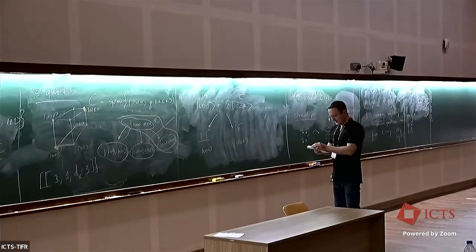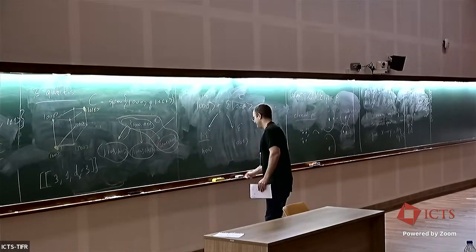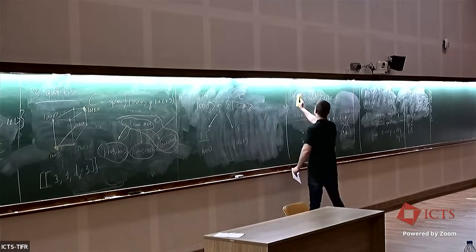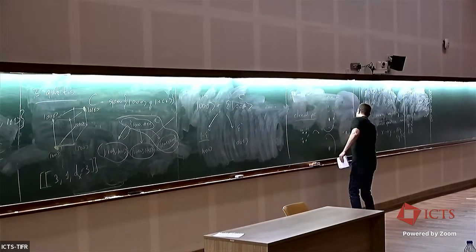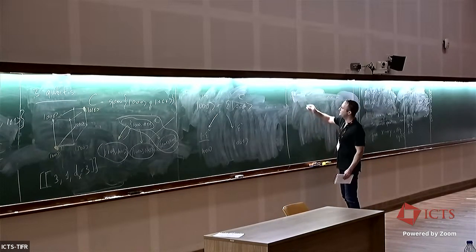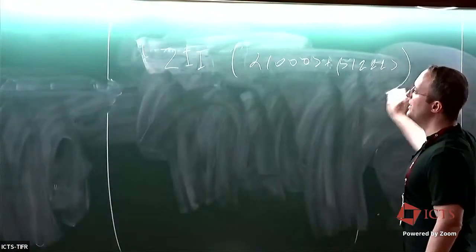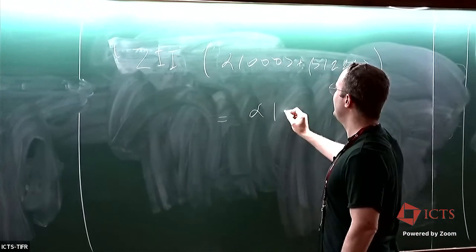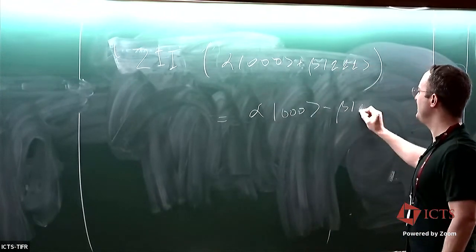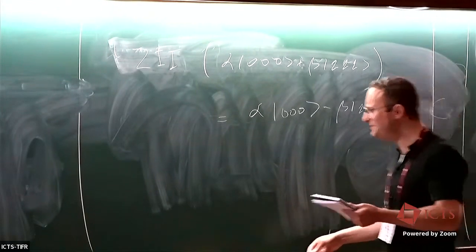Good. Now, does this code correct phase flip errors? The answer is no. Let's see why. As you might suspect, if I apply a phase flip, a Z operation, on one of the qubits, for example ZII on alpha 000 plus beta 111, then I go to alpha 000 minus beta 111, which again is an element of my code space. And so I cannot correct phase flip errors, even a single one. Let's do a calculation.